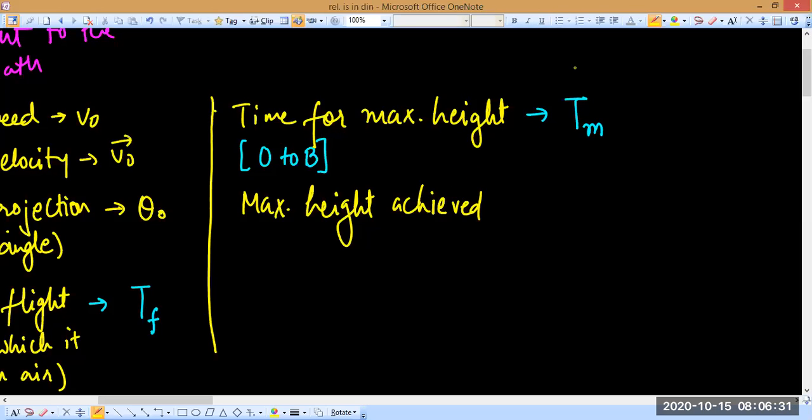So that's the maximum height achieved. Its symbol is capital H.